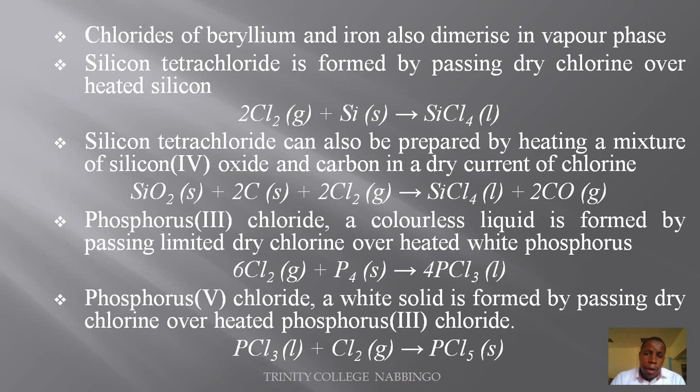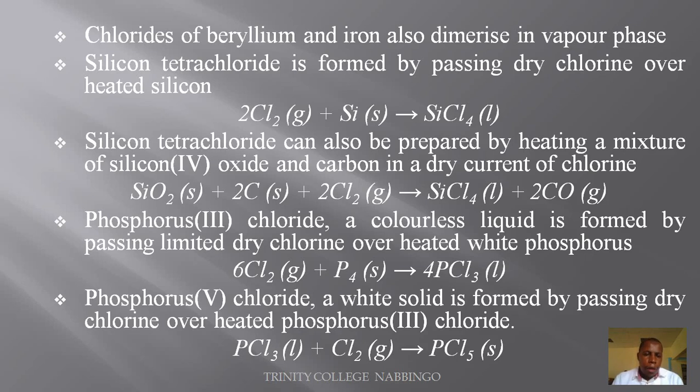However, silicon tetrachloride has other methods which can be used to prepare it. For example, by heating a mixture of silicon oxide and carbon in a dry current of chlorine, like that equation is showing us, we shall be able to get our silicon tetrachloride and carbon monoxide as a byproduct.